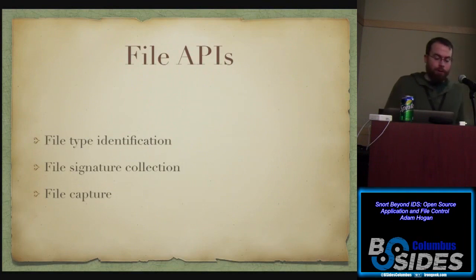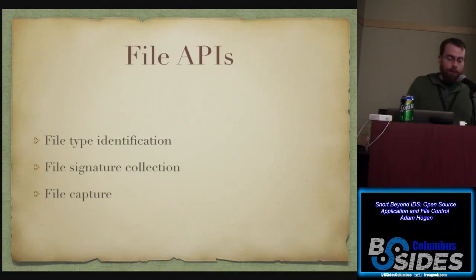So we can also include, with those file APIs, file type identification. If we want to pick out files that are traversing the network and identify their file type, we can do that. And again, it does that by file magic, not by just the file name extension. It doesn't really care what that is. It looks into the file to determine what file type it is.